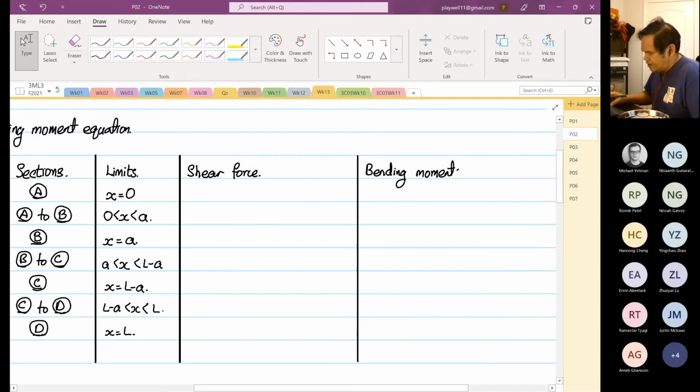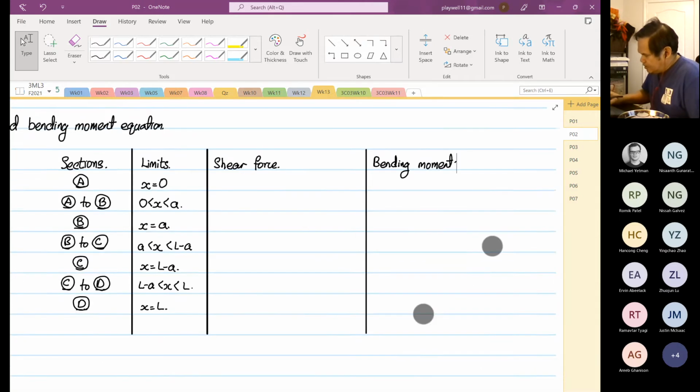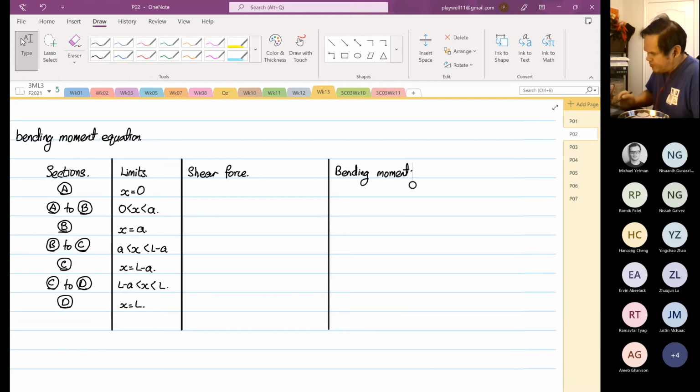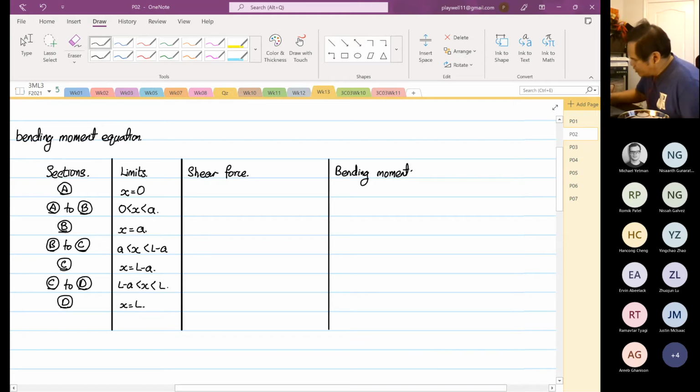So what I want to highlight down here, right? If it's at a specific point, like x equal to 0, x equal to a, x equal to L minus a, x equal to L, right? They are all going to be constant. So this is a constant, over here this is a constant. So the magnitude that you find at all the specific points are going to be constant.